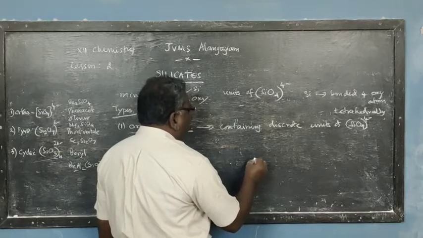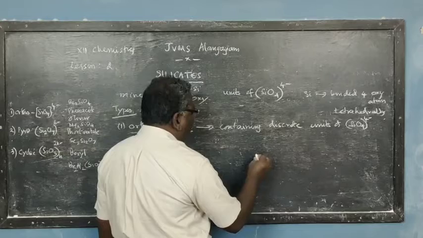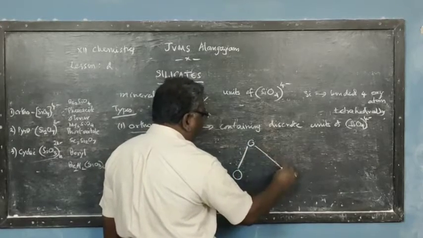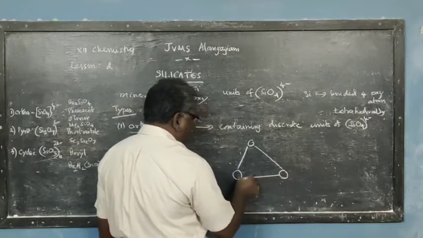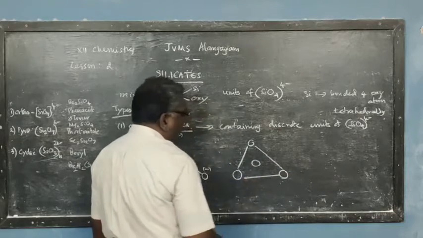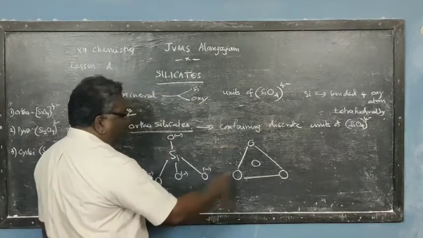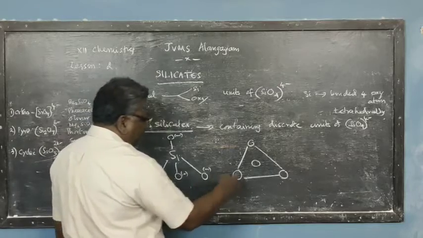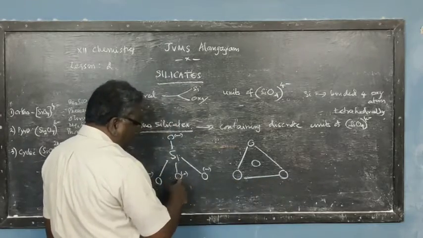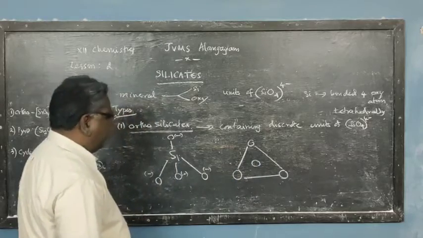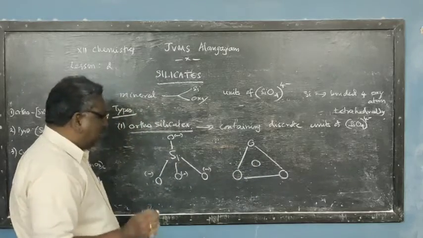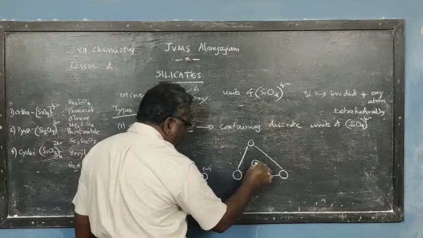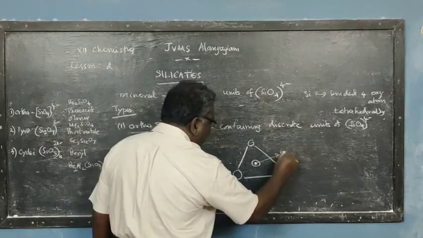So there are 4 oxygen atoms. These 4 oxygen atoms are represented like this, right? So we have 1 oxygen, this is the top oxygen, this is the oxygen at the left, this is the oxygen at the right, and this is the oxygen which is behind, right? Now where to put the silicon atom? The silicon atom we will put in the center as a dot. So this is representing silicon, right?